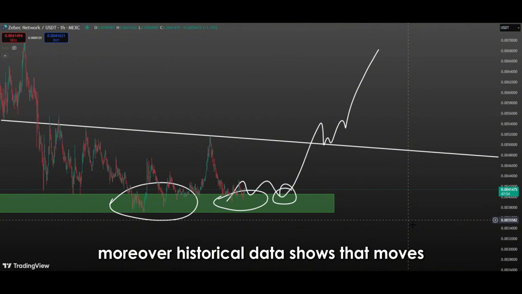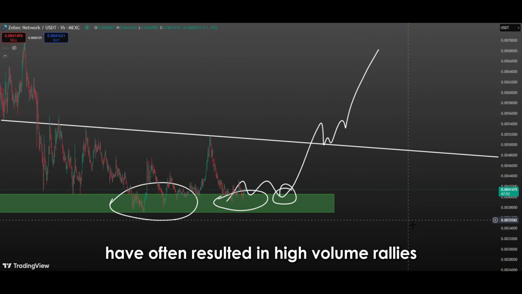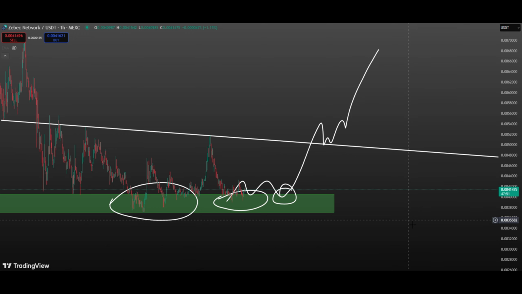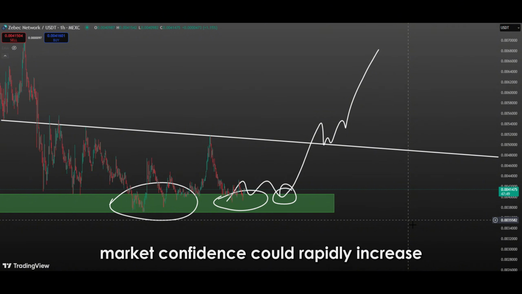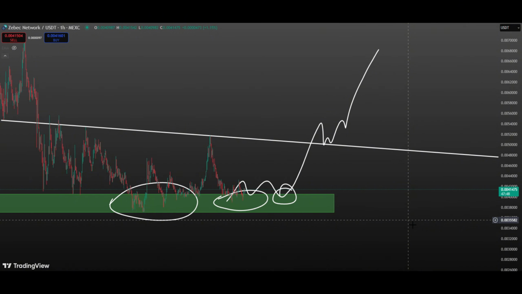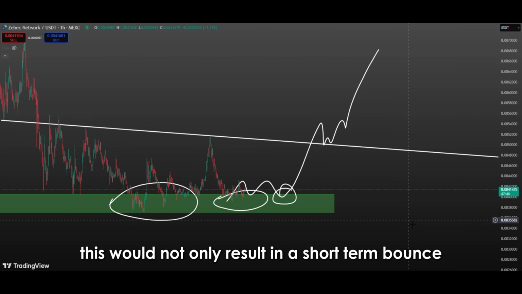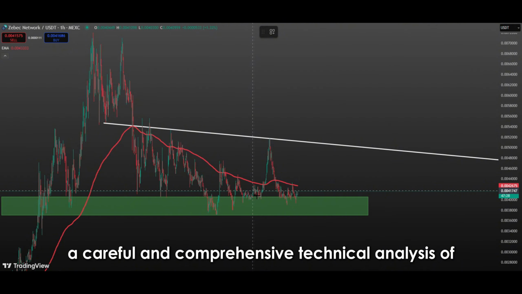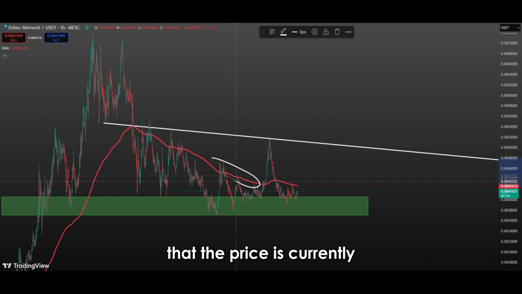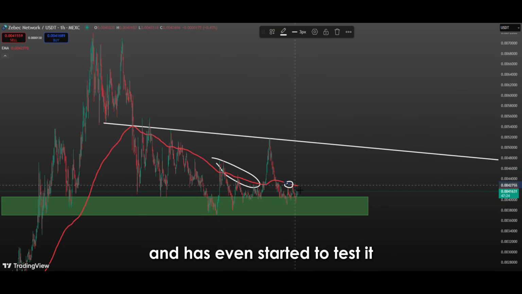Moreover, historical data shows that moves originating from such reaction zones have often resulted in high-volume rallies over time. This indicates that if the price makes a decision here and turns upward, market confidence could rapidly increase, and many investors may re-enter the market. This would not only result in a short-term bounce, but also lay the groundwork for a longer-term trend. A careful and comprehensive technical analysis of the chart reveals that the price is currently approaching a highly significant level and has even started to test it.